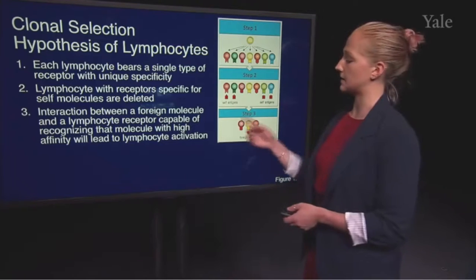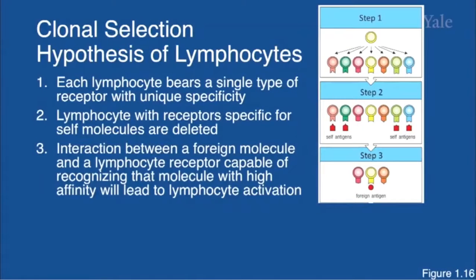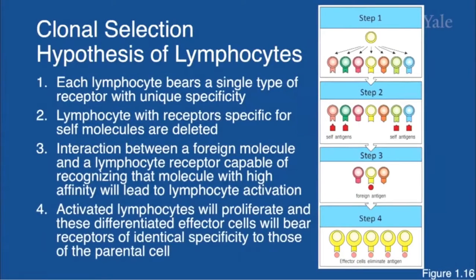So, for example, in this example, the yellow cell that is specific for the circular antigen here will be activated, and then this activated lymphocyte will subsequently proliferate and differentiate into what's called an effector cell. So this is a highly active functional cell which will bear receptors of identical specificity to those of the parental cell.